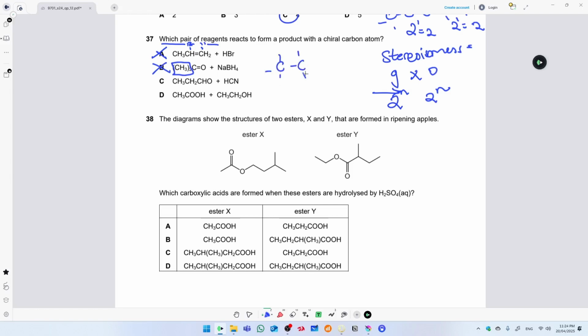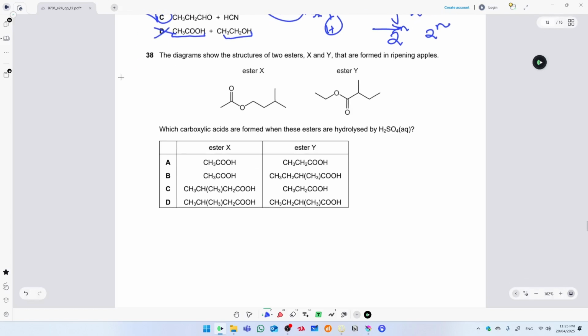CH3, CH2, CHO, then HCN becomes a hydroxynitrile. So this has OH, HCN, and C2H5. It's a chiral carbon, so C is valid. Let's look at D. So it's an ester. Esters don't have chiral carbons unless there is a branching, but there is no branching here, so no. C is the answer.